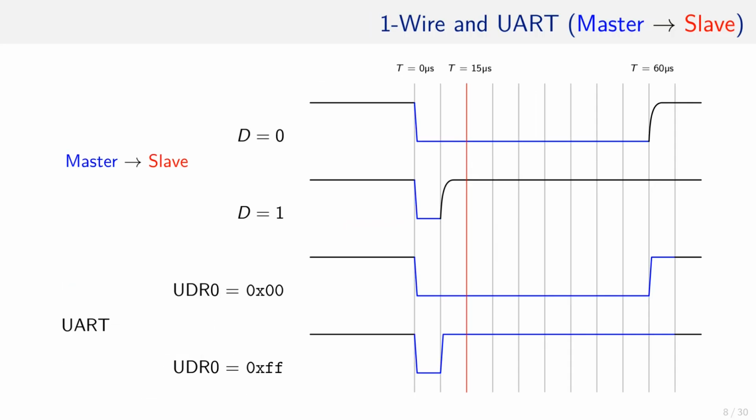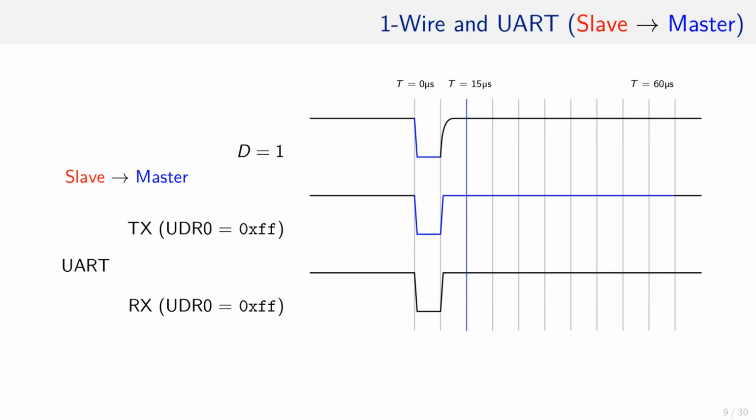Therefore, if the UART TX part mimics a one-wire master, and this master would like to transmit a 0, it sets the UDR0, which is the UART data register, to 0, so that 8 zeros are transmitted until 60 microseconds passed. If it is a 1, the data register needs to be all 1s, since the start bit is always 0. The difference between UART and one-wire master is that the one-wire master lets go of the wire while the UART TX actively drives the wire.